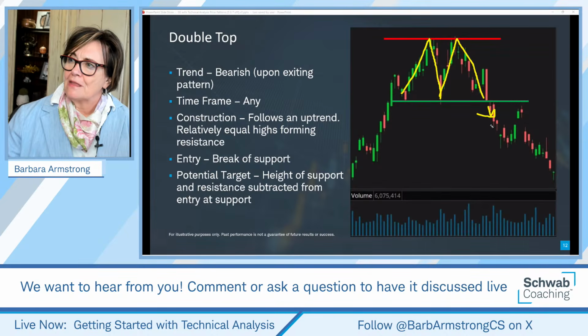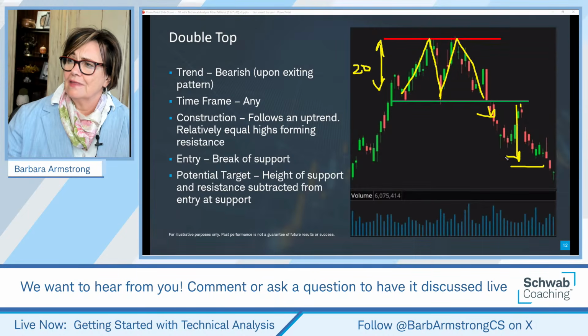Yeah. And if this is $20 wide in height, and it breaks, and then if it came back to retest, you'd expect it to come down $20. That's where you might put in a target.